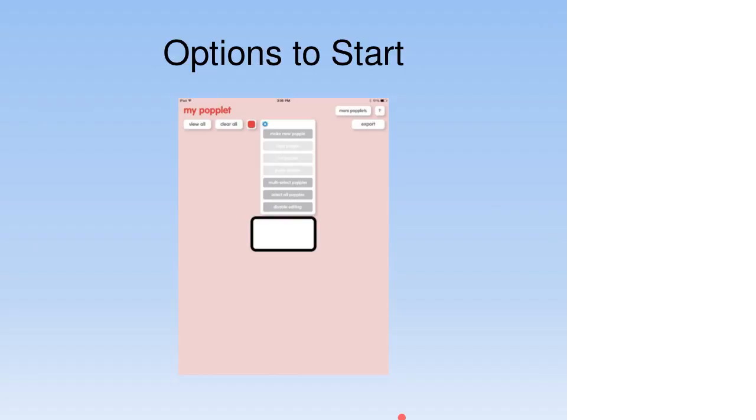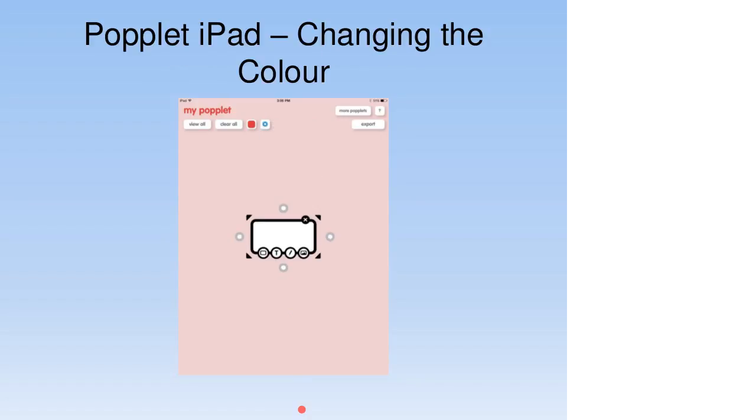So these are your options to begin. You can make a new popple. You can multi-select popples, you could select all popples, or you could disable editing. On the next slide, this is Poplet Lite. I've changed the background color. This little icon here changes my color, so I picked pink. This T changes justification. So within my text box here, I could have everything left justified, centered, or right justified.